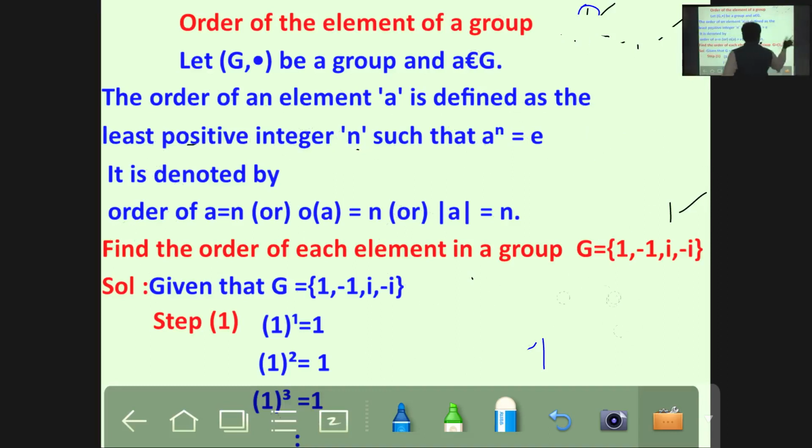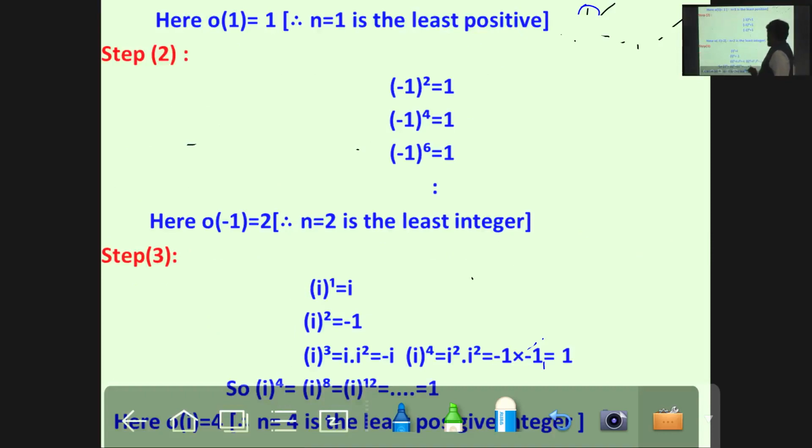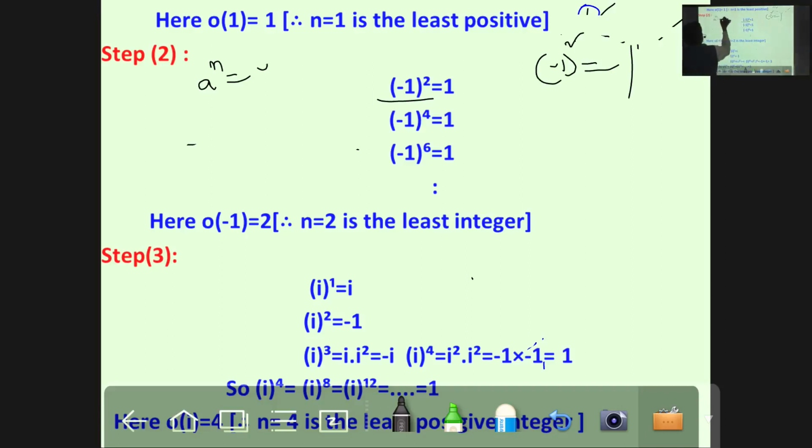Now what is the order of minus 1? Next, what is the order of minus 1? So minus 1 whole squared equals 1. What is the definition? a power n equals e. n is the least positive integer. That's the point. a power n equals e, because here e is 1. With respect to multiplication, what is the multiplicative identity? 1. So minus 1 whole squared equals 1, minus 1 whole power 4 equals 1.